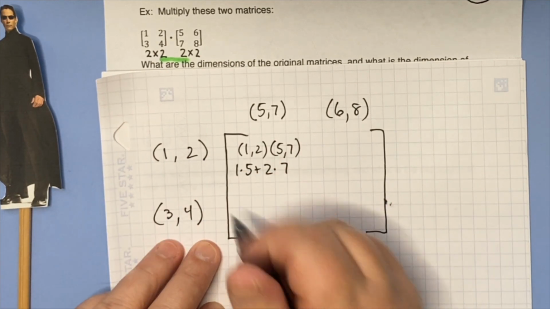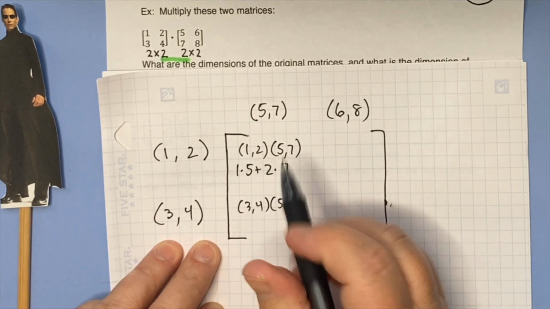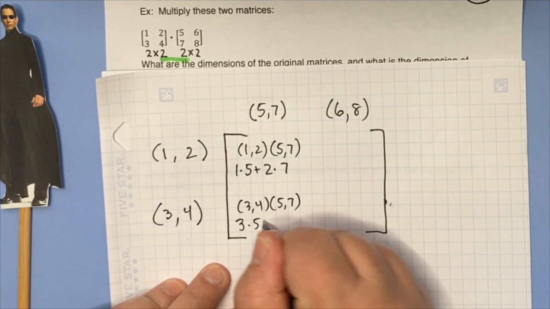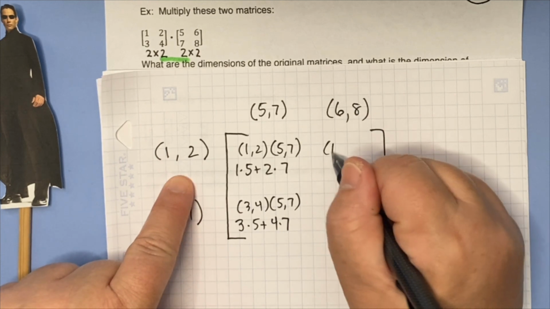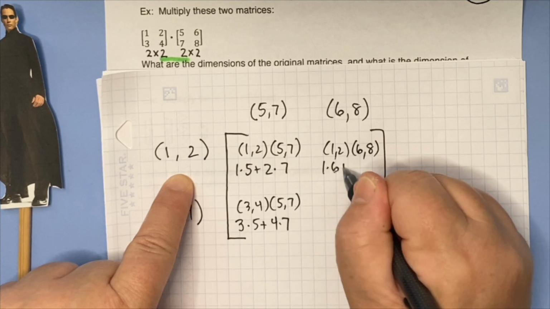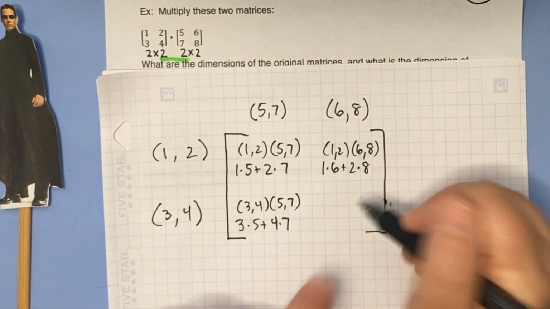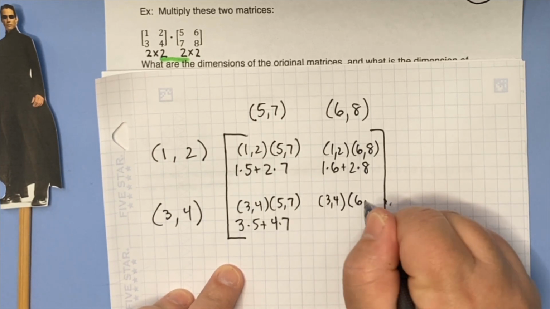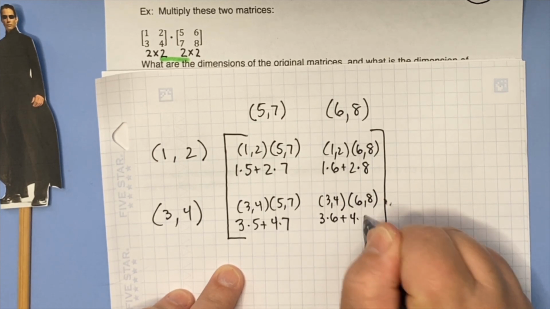And here, I'm going to get the 3, 4 and the 5, 7. And because that's this spot, so I get 3 times 5 plus 4 times 7. Up here, I'm going to get 1, 2 times 6, 8. So that's 1 times 6 plus 2 times 8. And then down here, 3, 4, and 6, 8. So that's 3 times 6 plus 4 times 8.